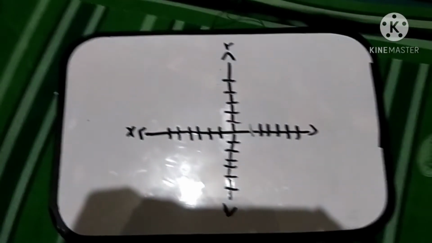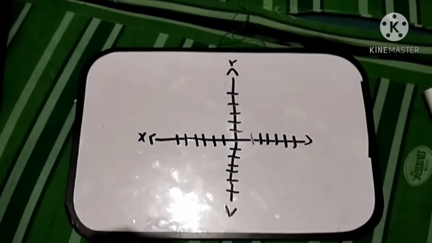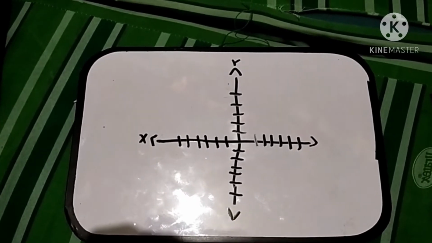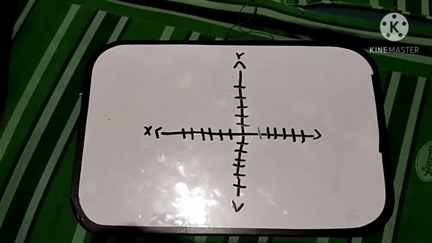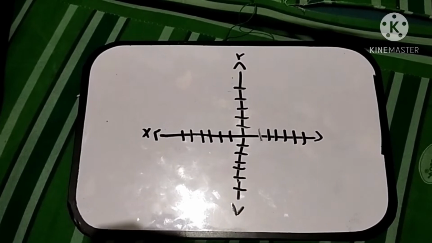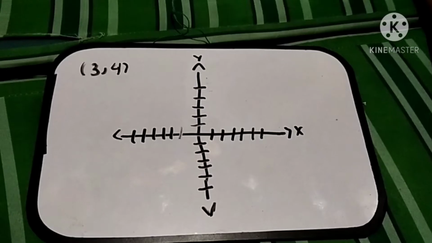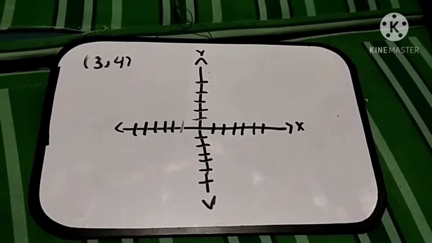So hi, for today's video, we will learn how to plot points in a Cartesian plane. Let's start. First thing we need is a Cartesian plane. Second thing, we need an ordered pair in order to plot a point. So let's have an example of 3 and 4 as an ordered pair.